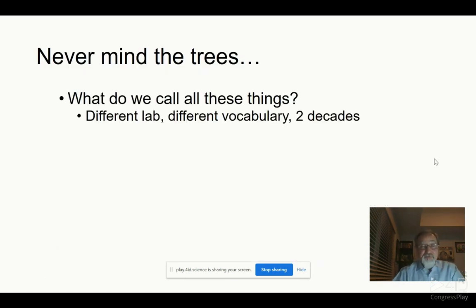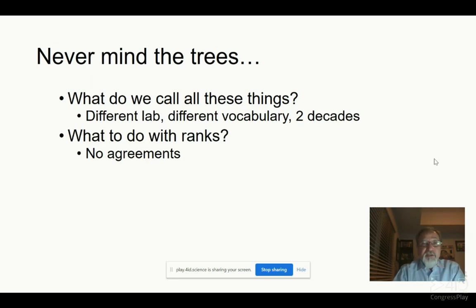So never mind the trees and building trees and so on. What happens? What do we call all these things? On the one hand, we have a lot of new names that were being introduced, ephemeral names, transient names that were retained for a long time, and different labs developing different vocabularies for a couple of decades. Sometimes grad students at conferences were unaware that the names used by this group to call this clade was the same, that even though the words were different, it was the same clade that they were talking about.